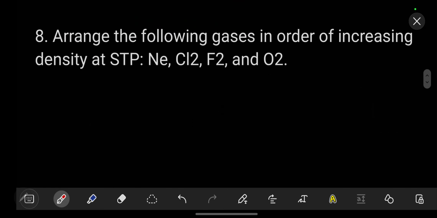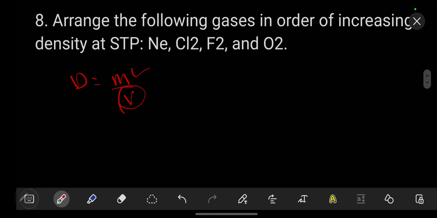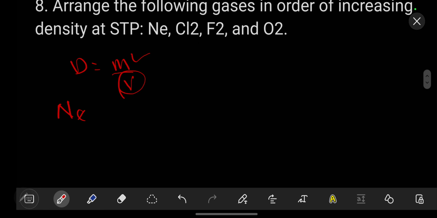Let's look at question 8. It says arrange the following gases in order of increasing density at STP. At STP, gases will occupy the same volume. Provided that they occupy the same volume, they just want us to identify which one has the greatest density. Since the volume is the same, and density is equal to mass over volume, the one that will have the greatest density is the one with the greatest mass.